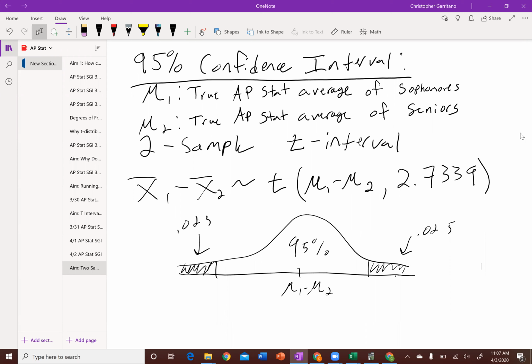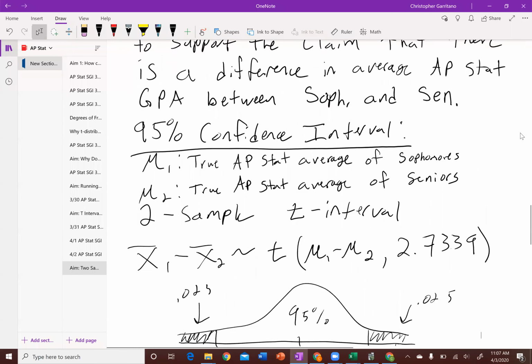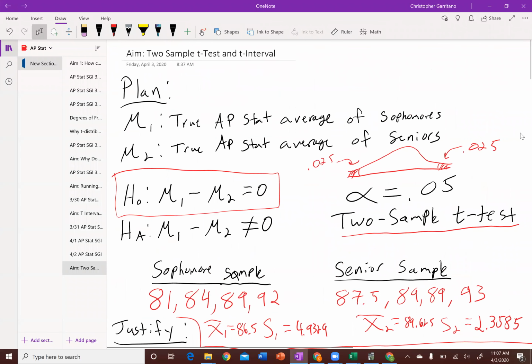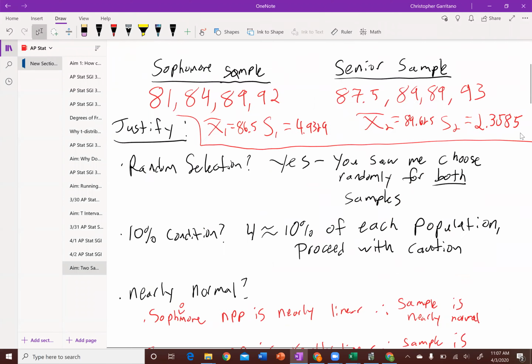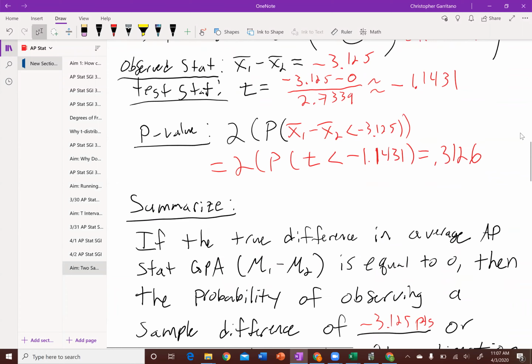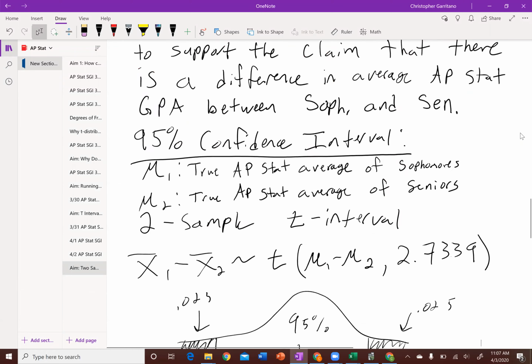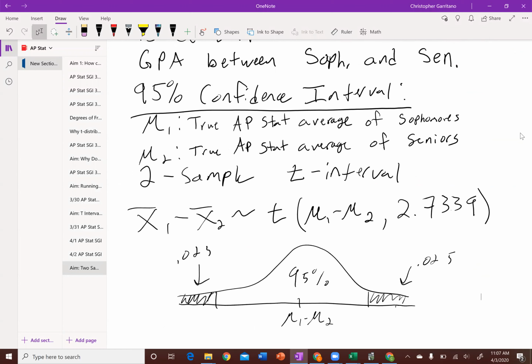Now, in the previous video, we ran through a hypothesis test where we failed to reject the null hypothesis. In other words, at an alpha level of 0.05, we fail to reject the claim that mu1 minus mu2 is equal to 0. So it's feasible that there is no significant difference between these two populations with respect to that parameter of GPA in AP Stat. That being the case, we should expect that our confidence interval contains 0 at a 95% confidence level.